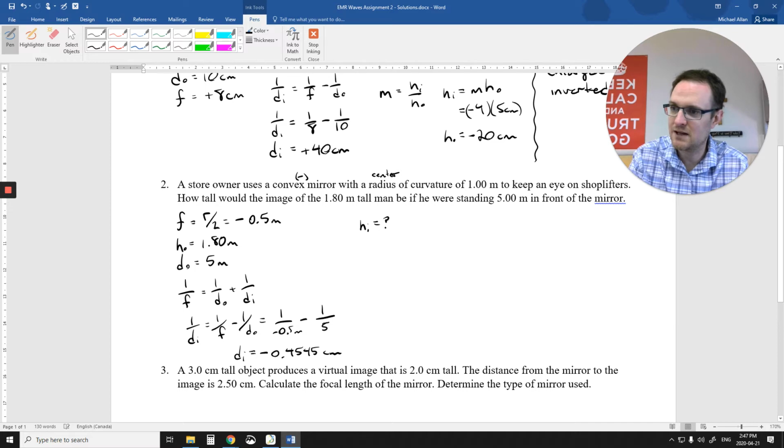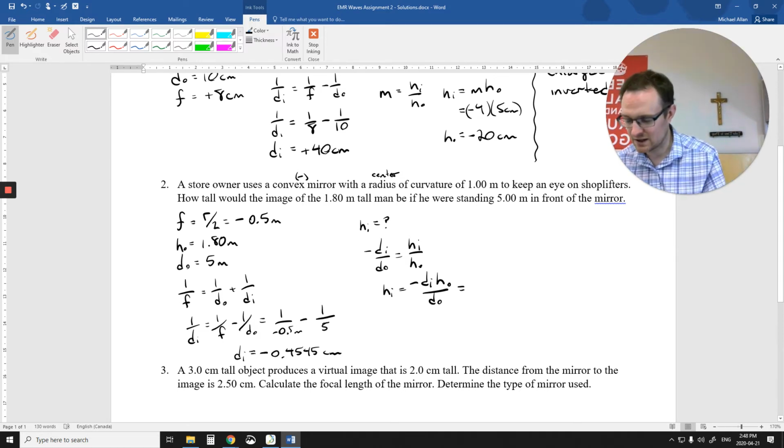So what is my height of my image? I'm going to use part of the magnification formula that involves not finding the m. So I'm just going to use this part. I'm going to put in the pieces that we know, but we're trying to find hi. So I'm going to times up the HO, and I'm going to put all my numbers in there. I got my number in my calculator for my DI, so negative DI times my HO divided by my DO.